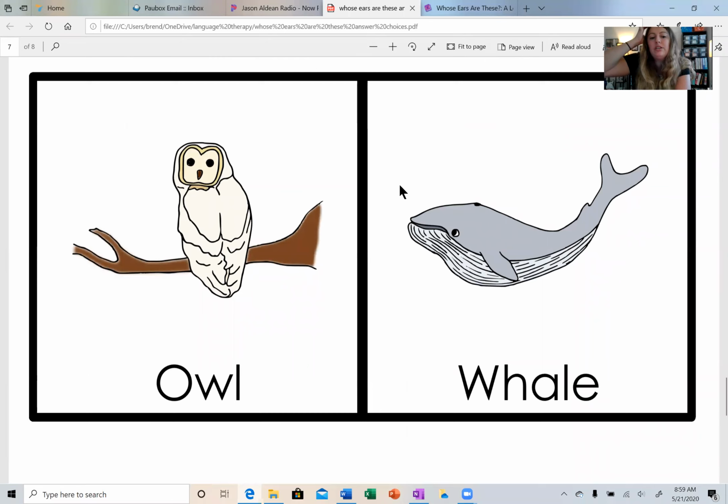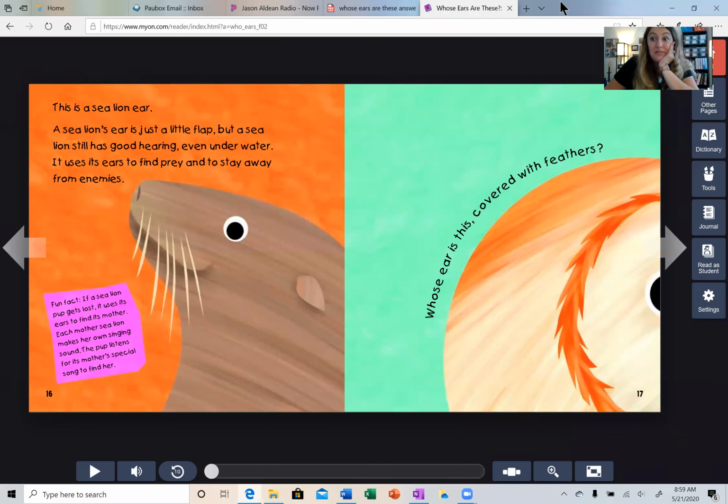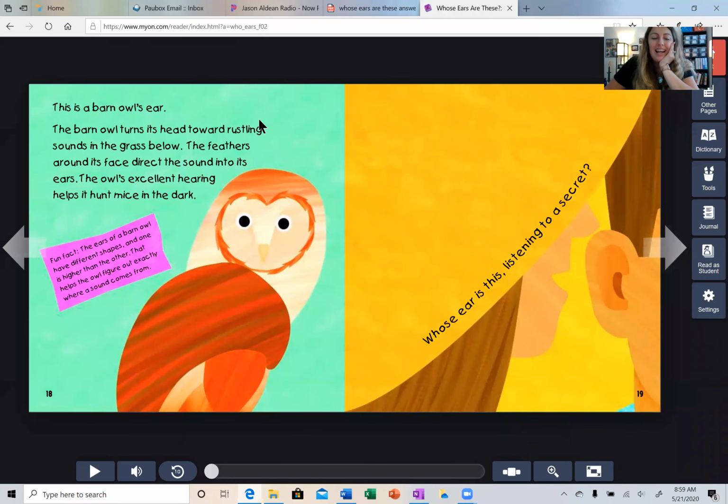Okay, so do you think those ears could belong to an owl or a whale? What do we think? So it has feathers. So only types of birds have feathers. Make your guess. Okay. Ready to find out? The ears belong to an owl.